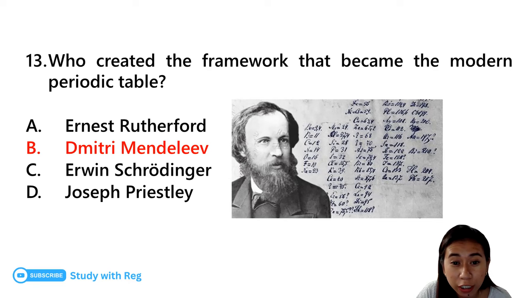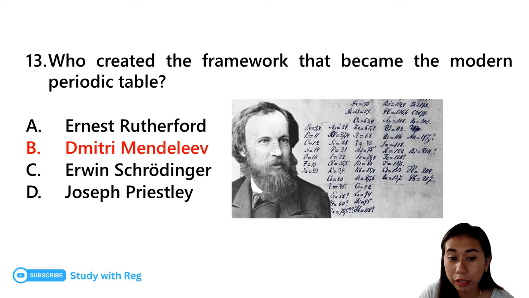nucleus of the atom. Then, we have Schrödinger, yung the quantum mechanical model, di ba? The probabilistic model of the atom, the cloud of probability of the electrons. Then si Priestley naman, Joseph Priestley, siya yung credited natin for the discovery of oxygen. Oxygen. Now, question, ano yung tawag ni Priestley sa gas na oxygen?